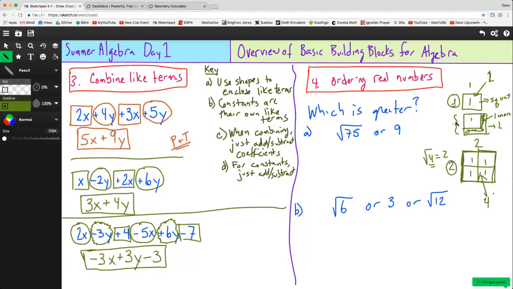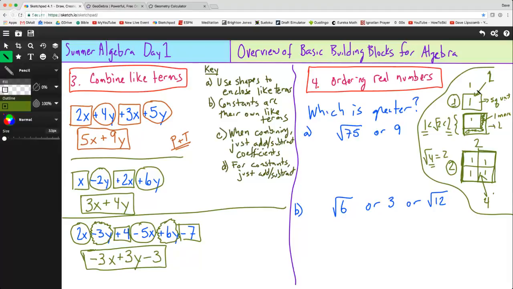So we know that this side has to be between 1 and 2. So in other words, the square root of 2, the side of the square that you need to have to make a box that has 2 square units, has to be greater than 1 and less than 2. So that's a geometric way of understanding square roots.